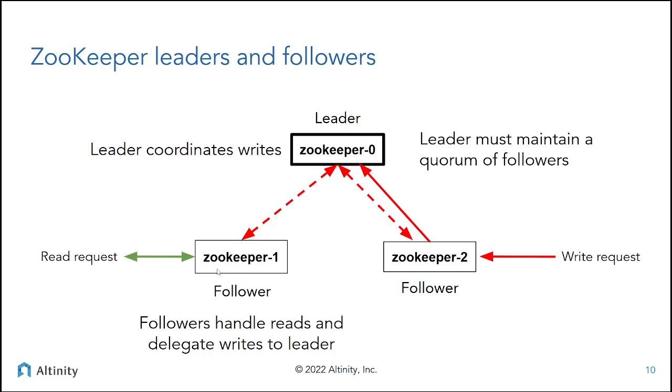Read requests, on the other hand, are not gated by the leader, because every node in the ensemble is supposed to have a consistent copy of the data, so the read can arrive at any of the servers, and it'll just look up what the data is and then hand it back.